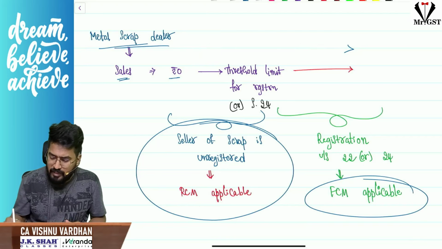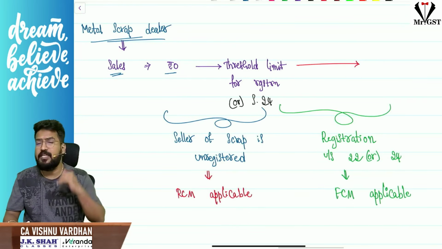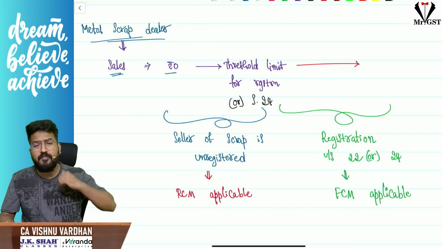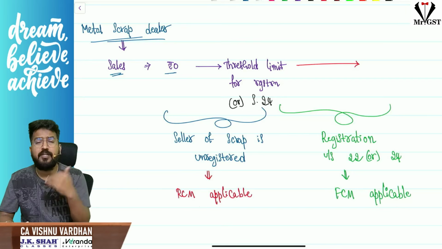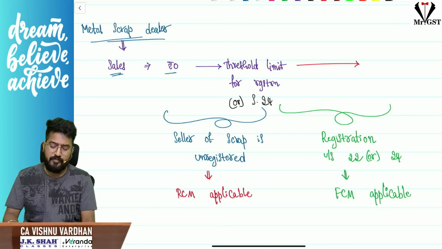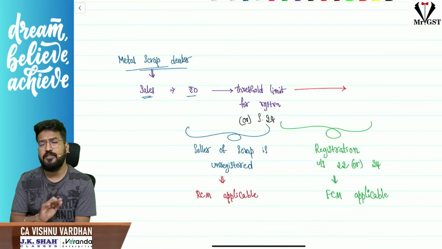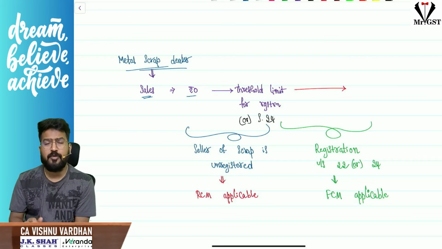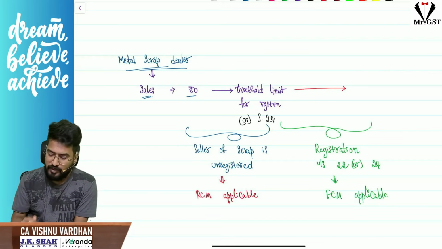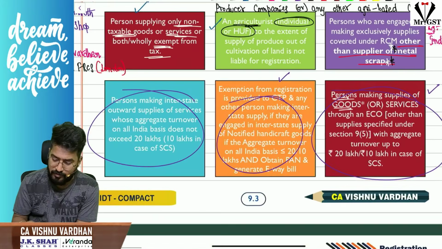If you are a metal scrap dealer, please understand, as long as your aggregate turnover is not touching the threshold limit, you enjoy the relaxation and GST shall be paid under RCM. But once your aggregate turnover exceeds the threshold limit, then you are supposed to take registration and then FCM will be coming into picture. So as long as you are liable for registration and you have not taken registration, RCM will come into picture. Once you become liable for registration, then you have to take registration and automatically FCM will continue. Okay, you cannot escape from taking registration. That is what we are trying to tell here.